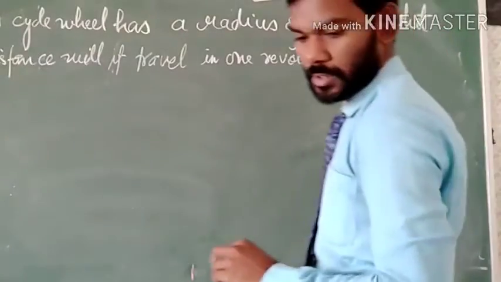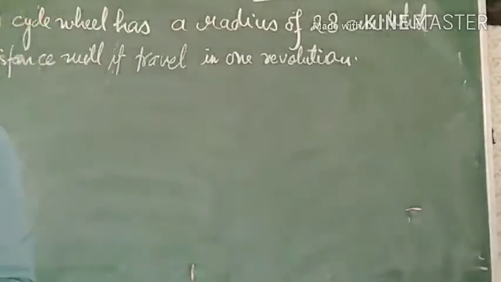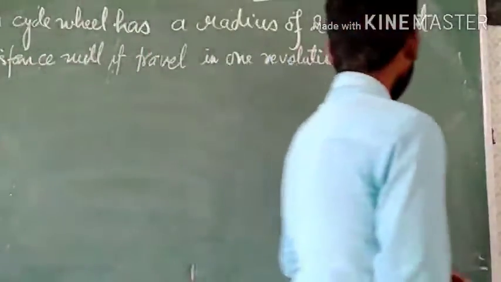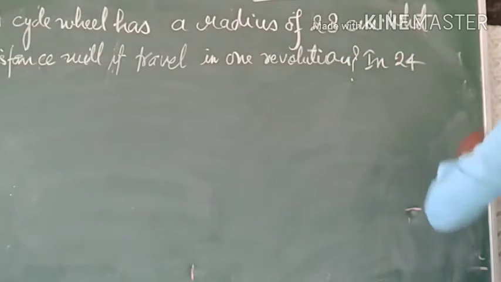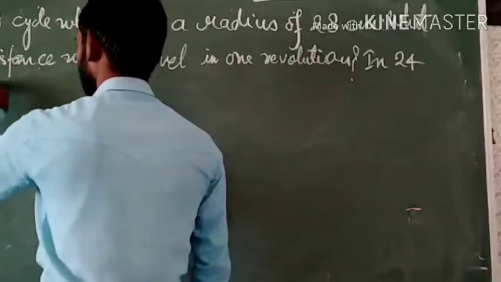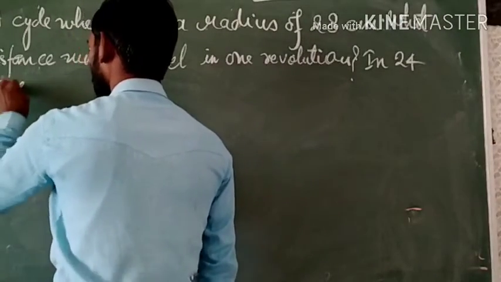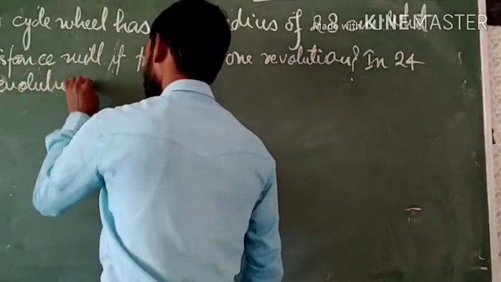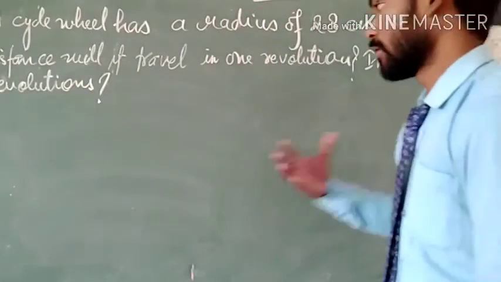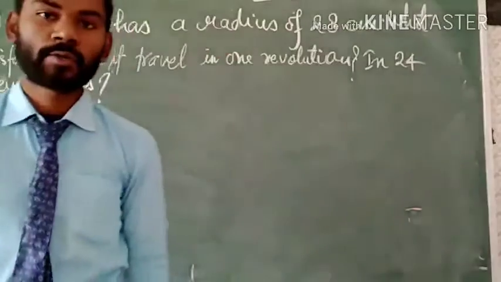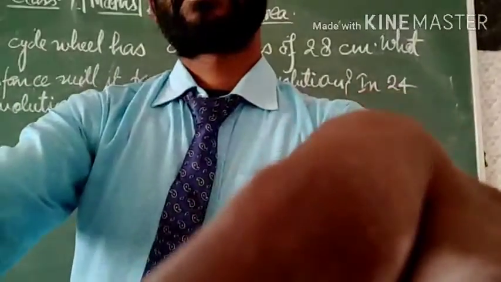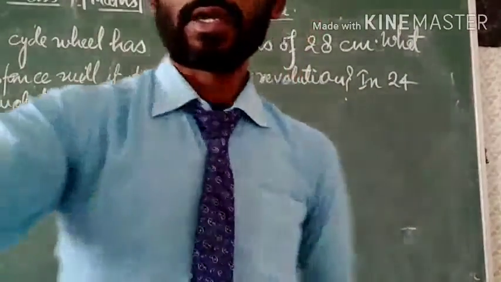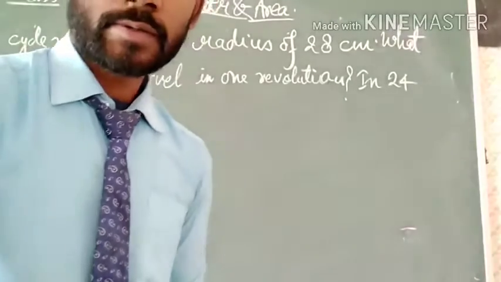Okay. So this is the given question, and one more question is added here: in 24 revolutions. There are two questions. The second question is very easy. Whenever we get the length covered in one revolution, we can easily find the length covered in 24 revolutions. So let us see how we shall solve it.